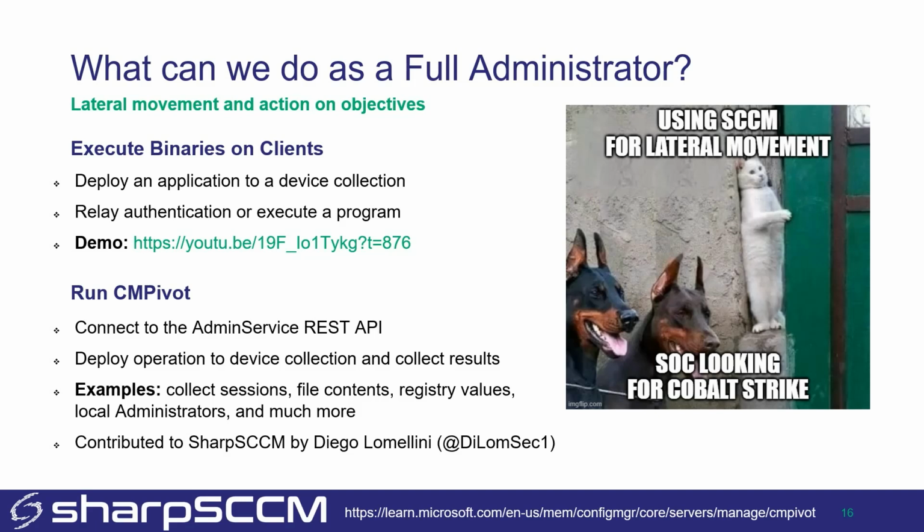But the next demo we're going to do is running CM pivot, which is a function of SCCM that exposes a REST API that allows you to deploy an operation to a device or a collection of devices and collect the results. So this allows read access to multiple clients at once in near real time. You can read things like file contents, registry values, the members of the local administrators group. You could also collect session data through enumeration of event logs, 4624 events, in order to see who's logged into a system to see if you might want to move laterally there to dump their credentials. This was contributed to SharpSCCM by Diego, who is going to dive into the demo.